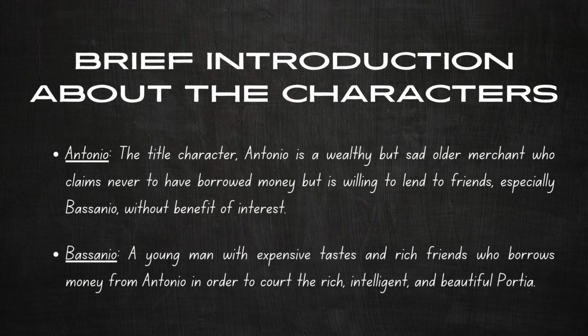Brief introduction about the characters. Antonio, the title character. Antonio is a wealthy but sad older merchant who claims never to have borrowed money but is willing to lend to friends, especially Bassanio, without benefit of interest. Bassanio, a young man with expensive tastes and rich friends who borrows money from Antonio in order to court the rich, intelligent, and beautiful Portia.